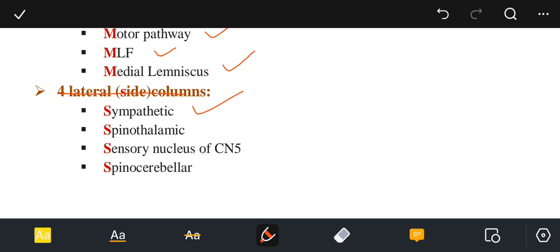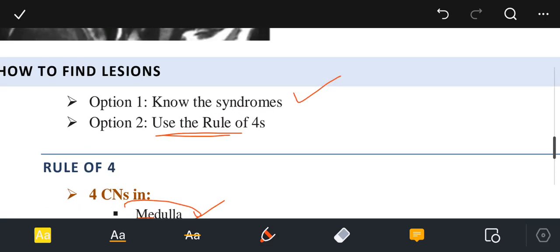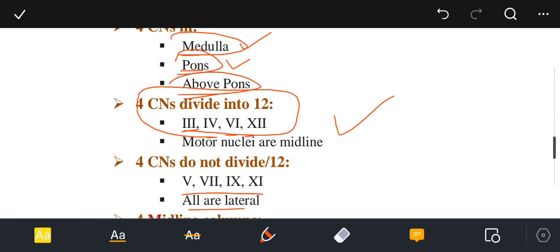The spinothalamic tract is also lateral. The sensory nucleus of cranial nerve 5 is laterally located, and the spinocerebellar tract is also laterally located. So you must remember the rule of four, learn it by heart, because it is very important and very easy. It makes everything very easy for you.